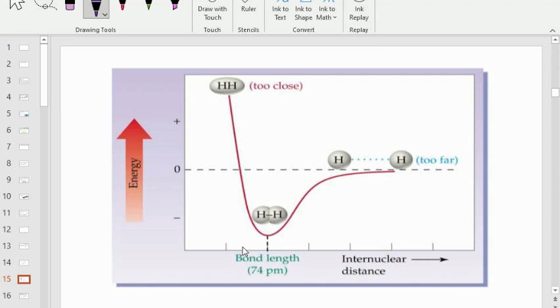So it's kind of like the Three Little Bears. Papa Bear has it too far away. Mama Bear has it too close. Baby Bear has it just right.